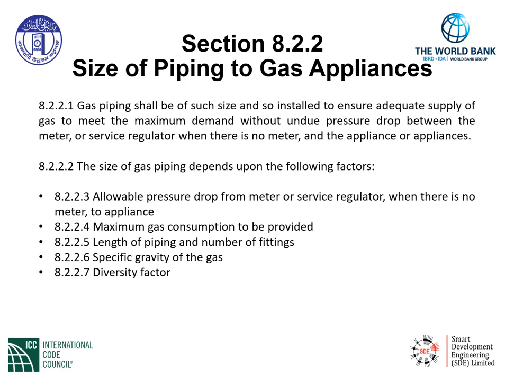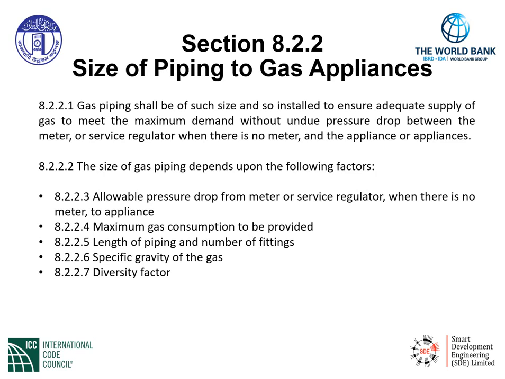Section 8.2.2.1 gives us the following. Gas piping shall be of such size and so installed to ensure adequate supply of gas to meet the maximum demand without undue pressure drop between the meter or service regulator, where there is no meter, and the appliance or appliances.